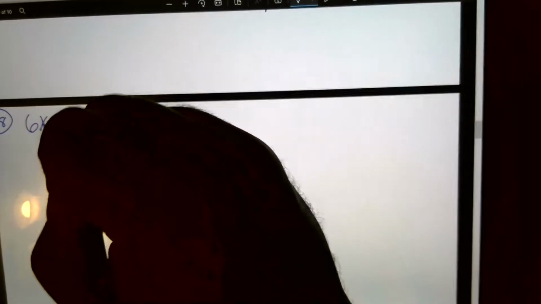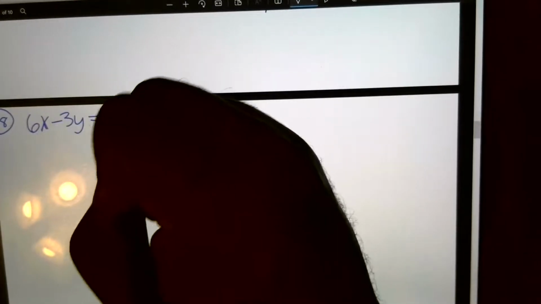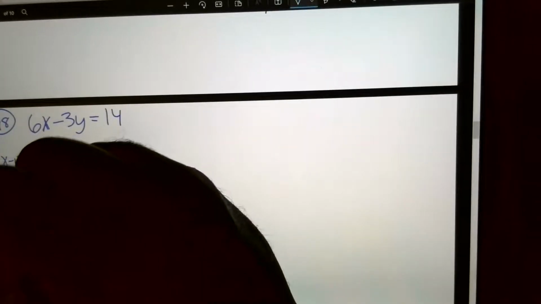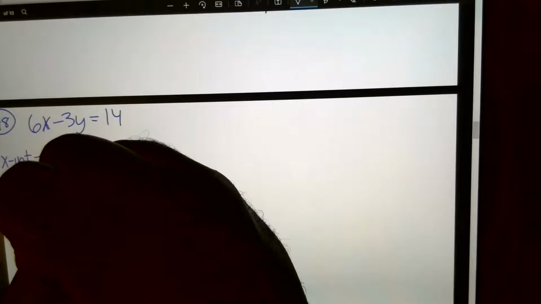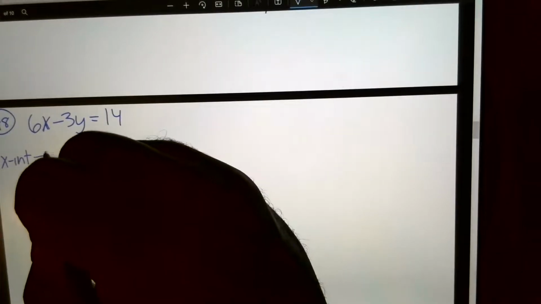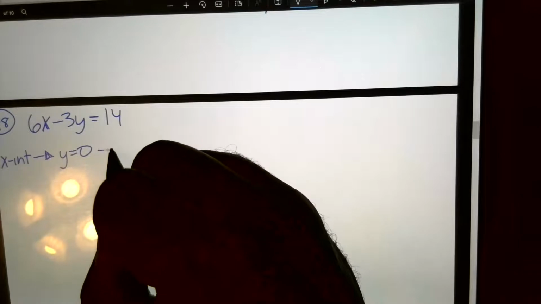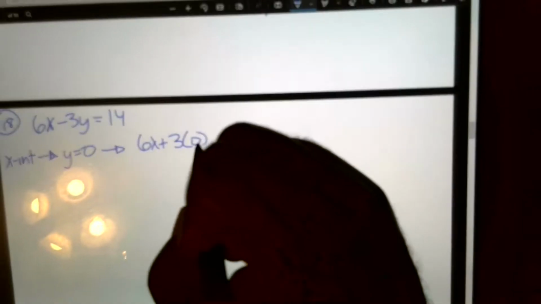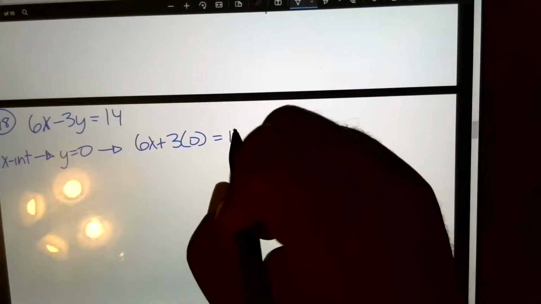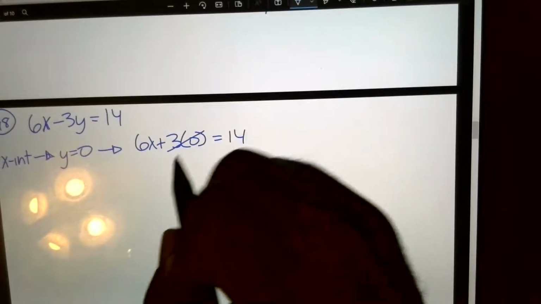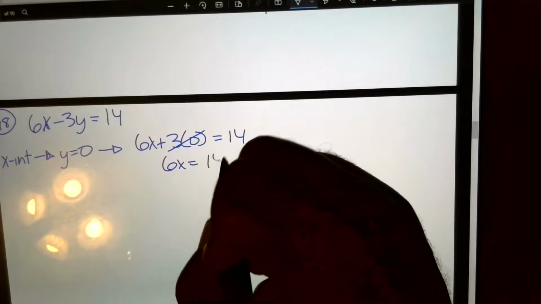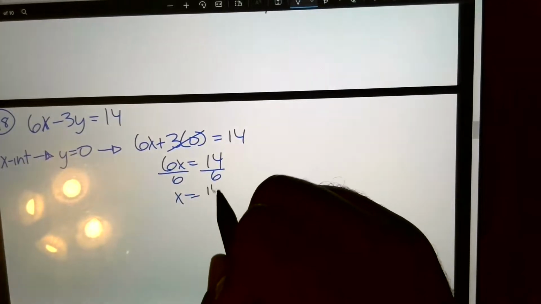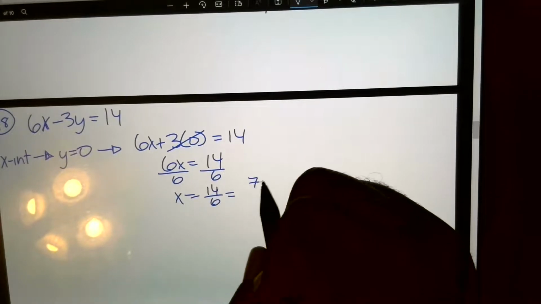6x minus 3y is equal to 14. And they want to know the x and y intercepts. To find the x-intercept means y is equal to 0. And then solve. 6x minus 3 times 0 is equal to 14. So that goes away. So that means 6x is equal to 14. Divide by 6. x is equal to 14 over 6, which is 7 over 3.